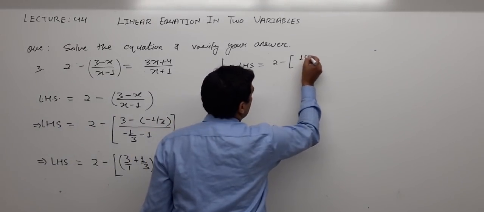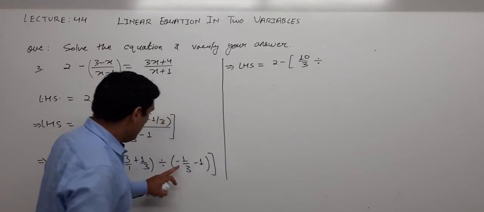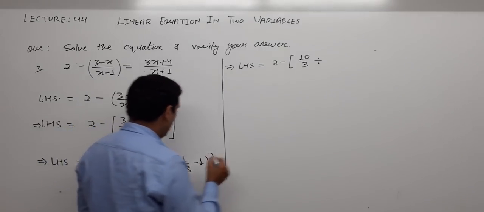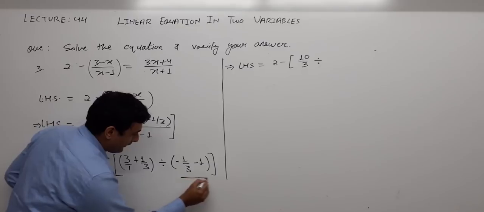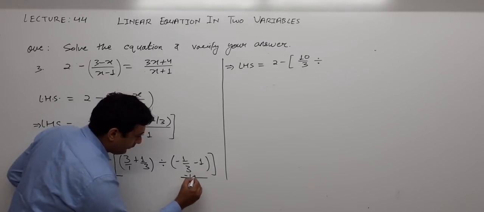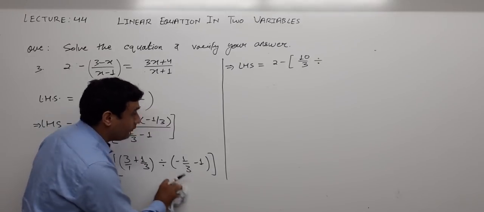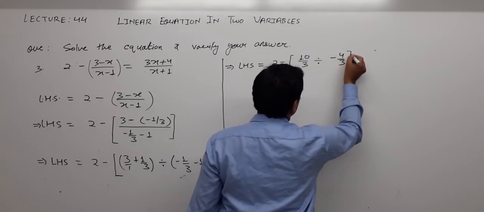Here I will get 10 upon 3 divided by (minus 1, then 3). If I solve this, here it will be 3 minus 1, then minus 3, that is minus 4 by 3. Here I will get minus 4 by 3 divided by minus 4 upon 3.